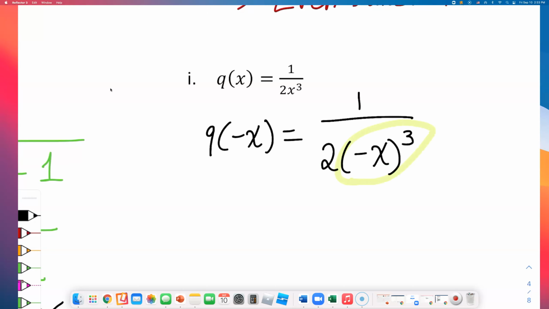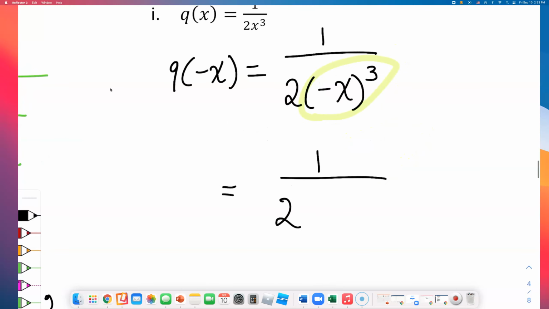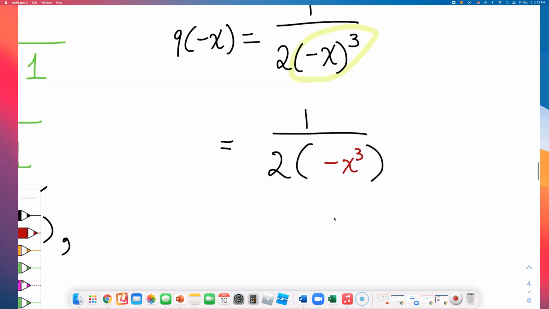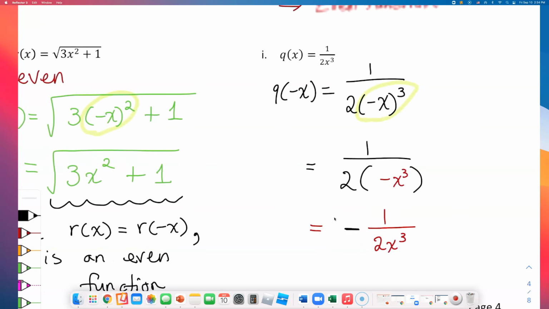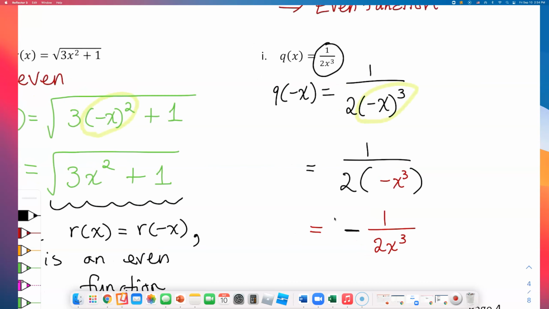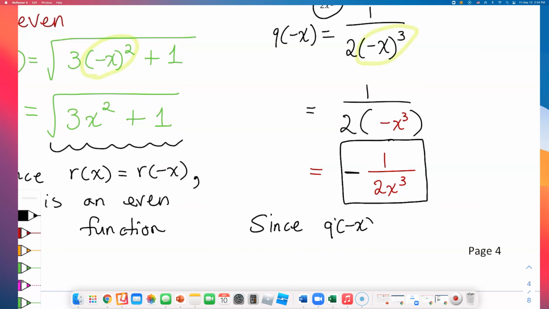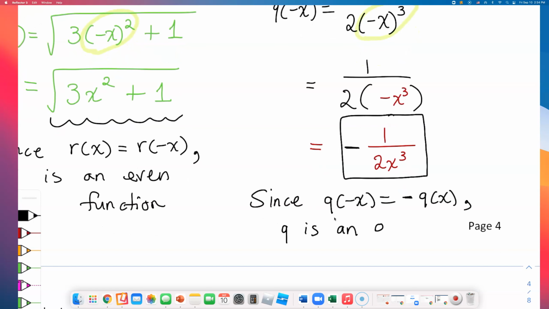Now focusing on this, 1 over 2, we'll just have to wait. If you multiply negative x 3 times, it will just be negative x to the third power, okay? It looks like the 3 just came inside, but that's what it is. And if I multiply this 2 and this negative x to the third power, I can just write them next to each other, right? But what I'm going to do is pull out that minus sign in front of the fraction, okay? Look, the original function was a positive version of that. When I plugged in negative x, it came out exactly the same, but opposite in sign. So since q of negative x came out to be the opposite of q of x, we know q is an odd function.